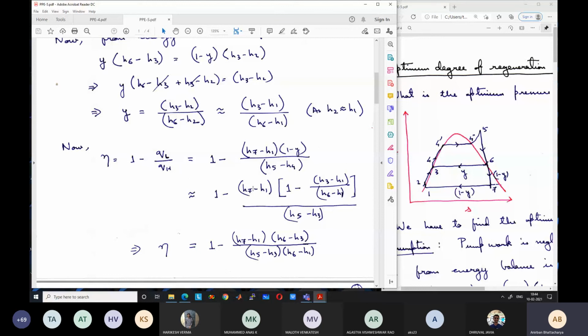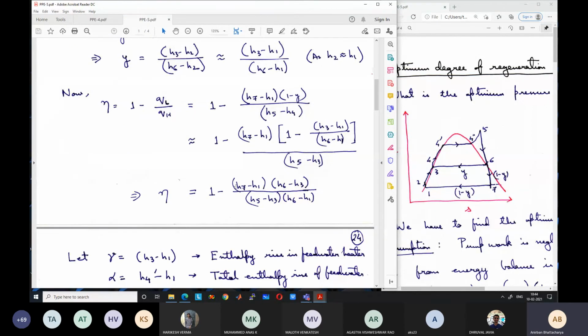After rearranging the terms, you will get efficiency equal to 1 minus (H7 minus H1) into (H6 minus H1 minus H3 plus H1). So H1 gets cancelled and you are left with H6 minus H3, divided by (H5 minus H3) by (H6 minus H1). So in terms of enthalpy, for the regenerative cycle, I can write approximately the efficiency is this. Approximately, because we have neglected the pump work.